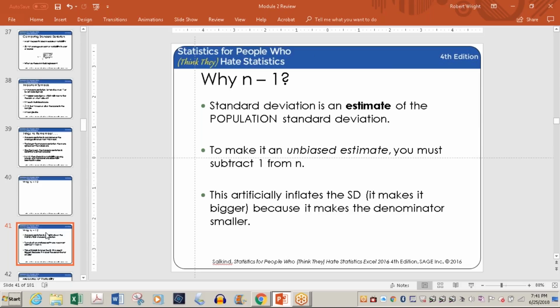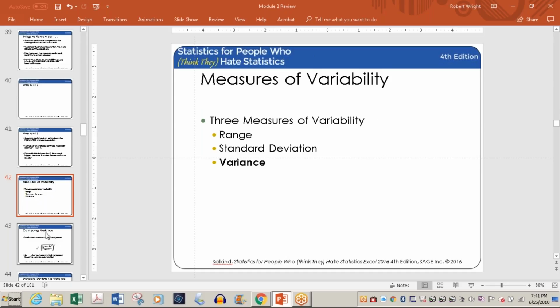Sometimes if you're reporting on just the subjects, you might see people refer just to n, but normally in reporting findings, they'll use this n minus 1. Again, because you're dealing with an estimate and you want to generalize it, you want to give yourself a little wiggle room. All right, moving on to measures of variability.